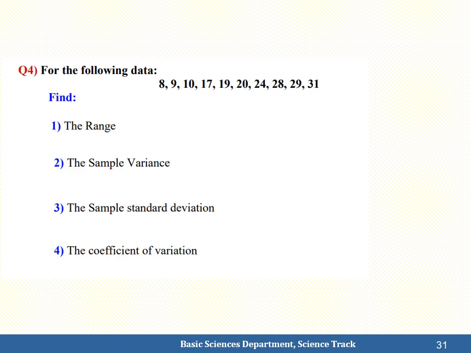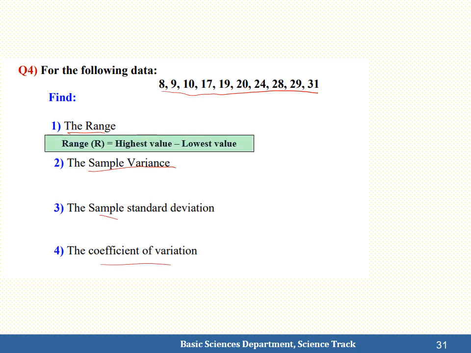Now let's look at this question. It gives raw data here, and for this raw data we have to find the range, sample variance, the sample standard deviation and the coefficient of variation. Now let's remember what the range is. This is the highest value minus the lowest value. So this is clear, all the data is ordered, so the highest value is 31, the lowest one is 8, so it will be 23.